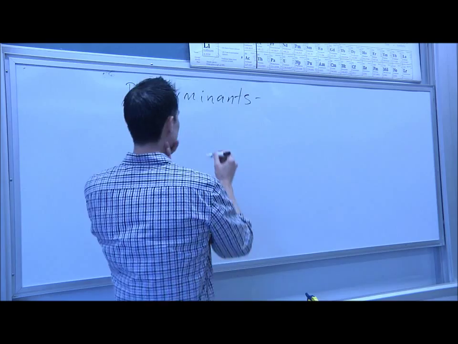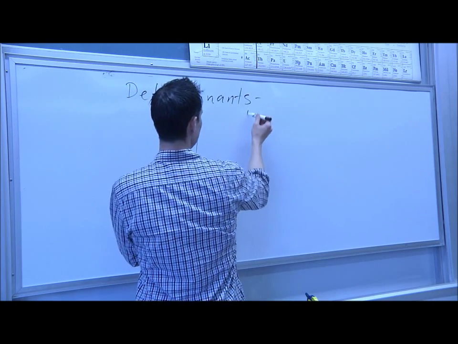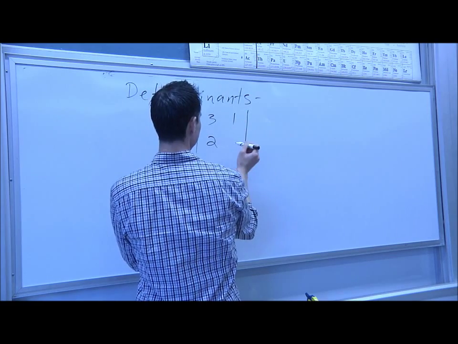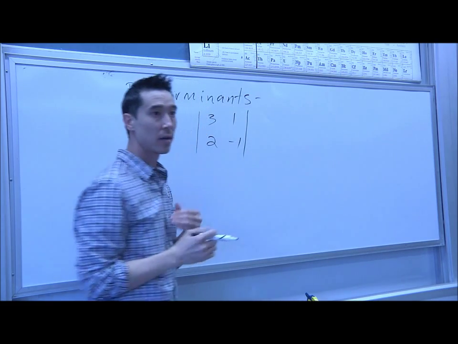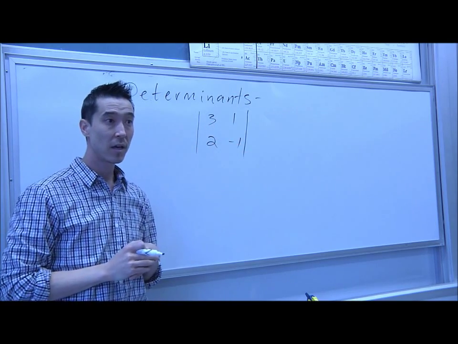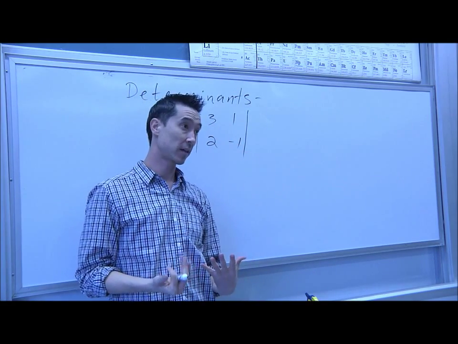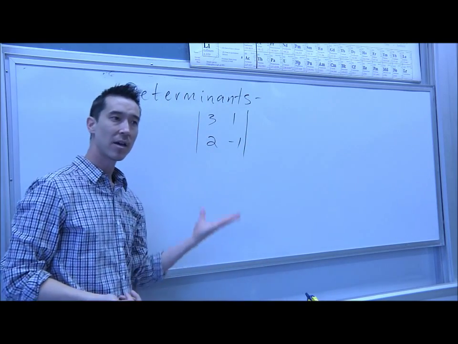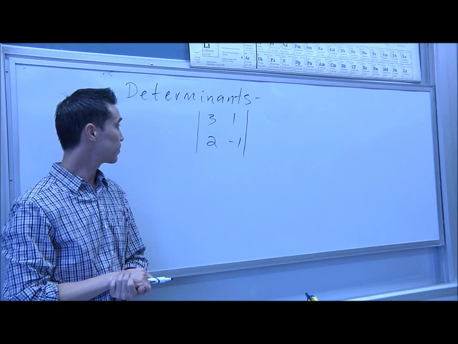The first thing is just how to solve a determinant. Okay? So I'm just going to use some numbers real fast. So let's say I have this matrix, 3, 1, 2, negative 1, and I want to find the determinant of that. Okay, so these vertical lines, similar to absolute value, mean you're to find the determinant of it.